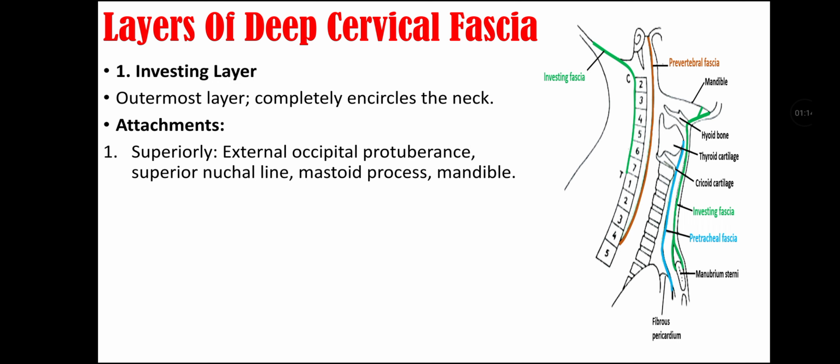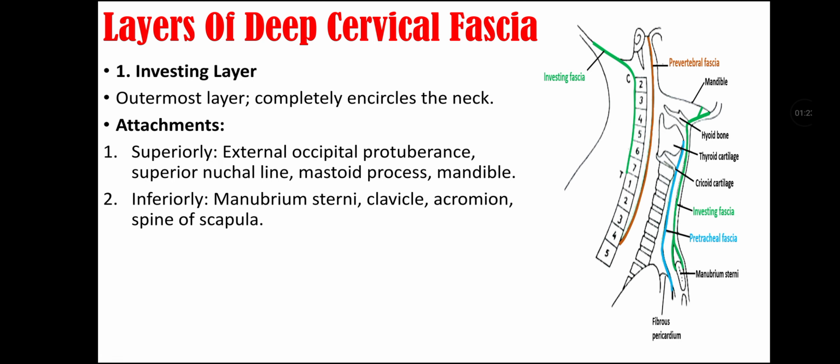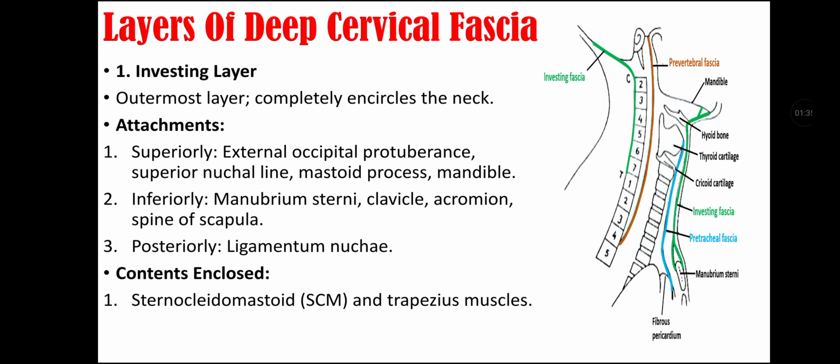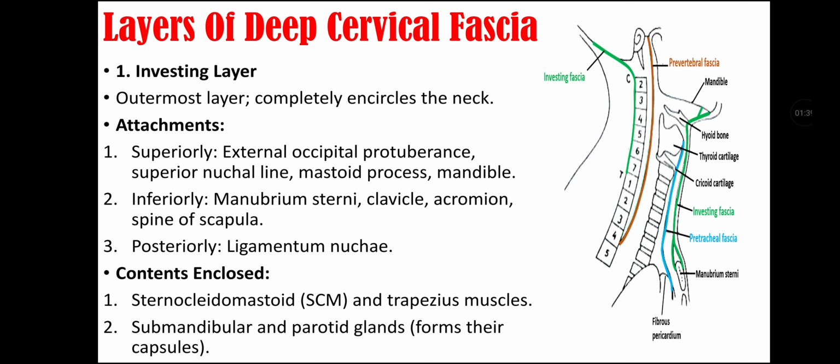Its attachments include, superiorly, it is attached to external occipital protuberance, superior nuchal line, mastoid process, and mandible. Inferiorly, it is attached to manubrium sterni, clavicle, acromion, and spine of scapula. Posteriorly, it is attached to ligamentum nuchae. Content enclosed by investing layer includes sternocleidomastoid muscle and trapezius muscle, and also submandibular and parotid gland, for which it forms their capsules.